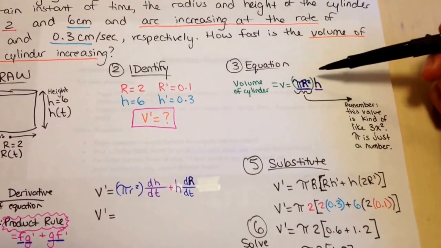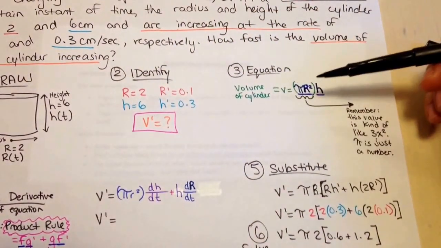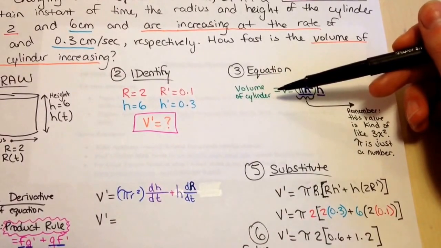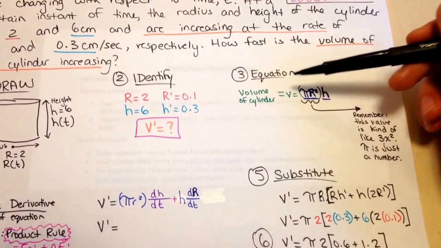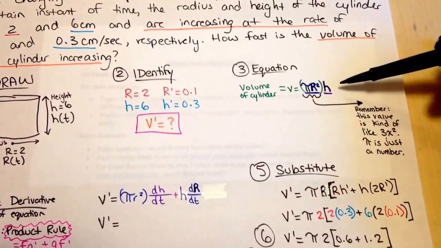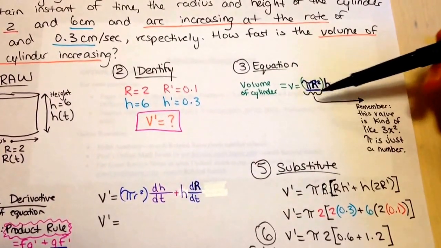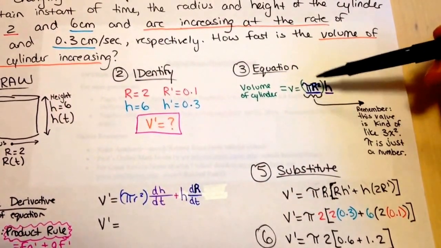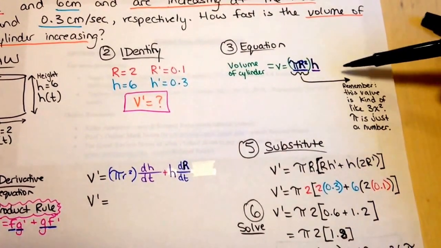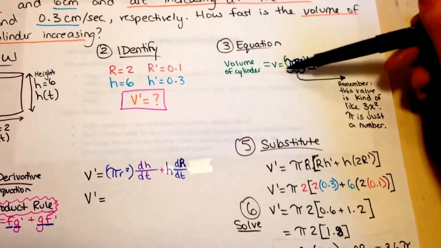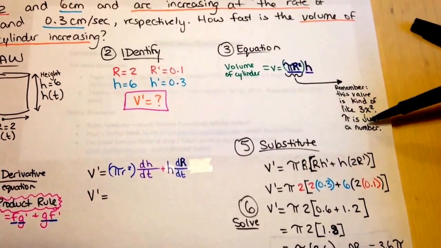Now, the next step involves finding an equation that relates all of these variables together. In this case, we're going to be looking at the volume of the cylinder. The equation for the volume of the cylinder is equal to pi r squared times height. Pi r squared represents the area of a circle, and if you multiply that area by the height, that will give you the volume of the cylinder. We also have to remember that this term, pi r squared, is kind of like the value 3x squared. Pi is just a number.